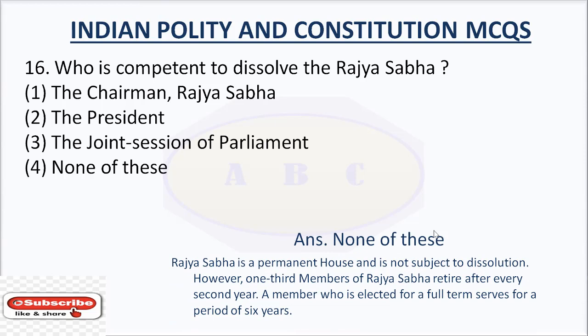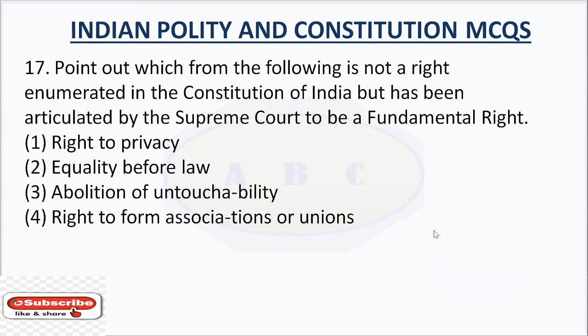Rajya Sabha is a permanent house and is not subject to dissolution. However, one-third members of Rajya Sabha retire after every second year. A member who is elected for a full term serves for a period of 6 years.